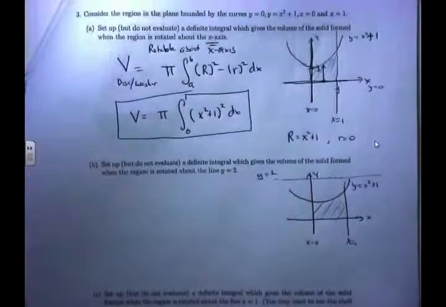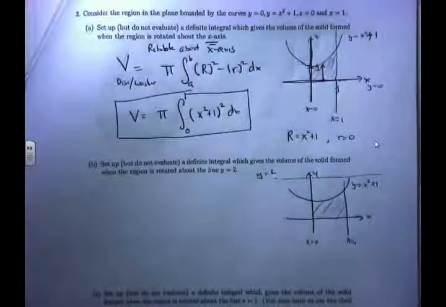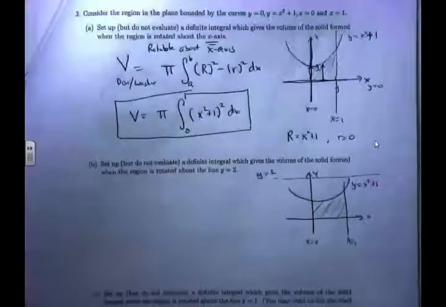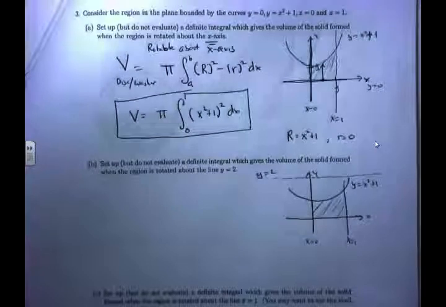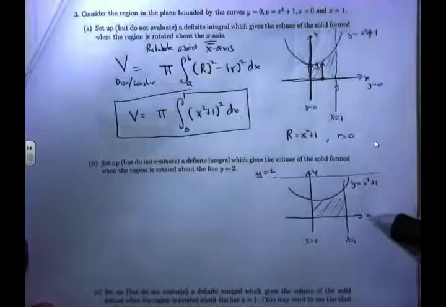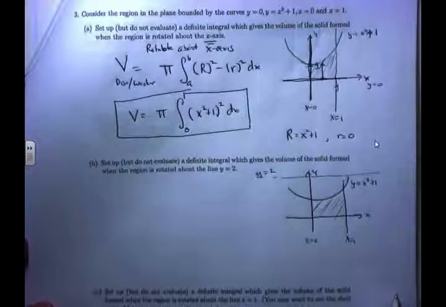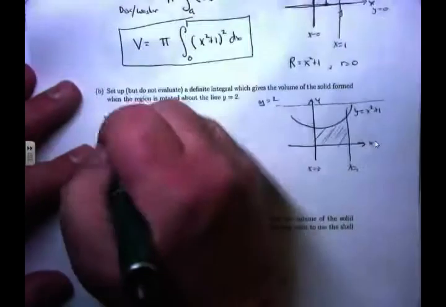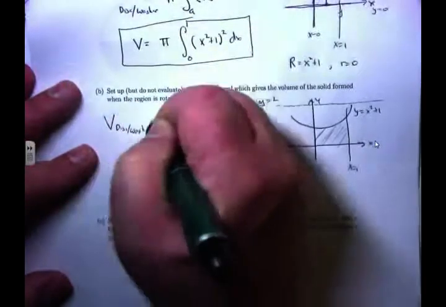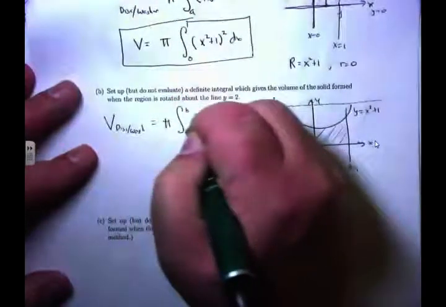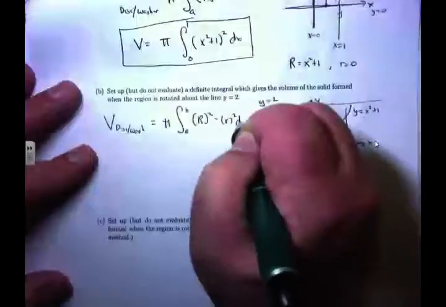Y equals 2 is parallel to what axis? It is parallel to the x-axis. So therefore, it acts like the x-axis. If the function's in terms of x and you want to rotate around the x-axis or something parallel, what method do you always use? Disk washer. When the function's in terms of x and you want to rotate around the y-axis or something parallel to it, then you're going to use the shell method. So this one, because the axis is parallel to the x-axis, we are going to use the disk washer again. Volume is equal to pi times the integral from a to b of the big radius squared minus the little radius squared dx.